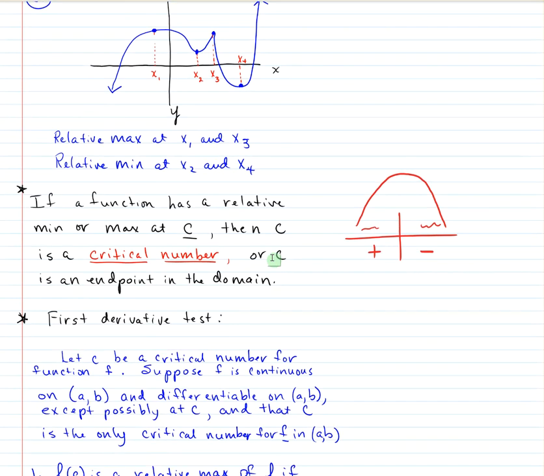So, if a function has a relative min or max at c, then c is a critical number, or c is an endpoint in the domain. And we've kind of looked at that a little bit in the last section.